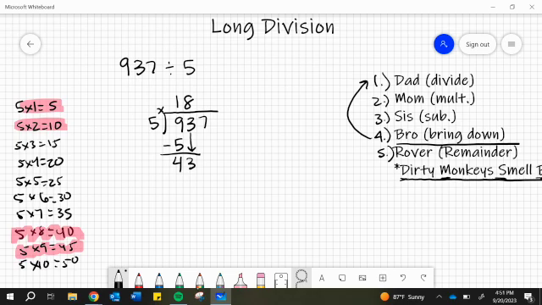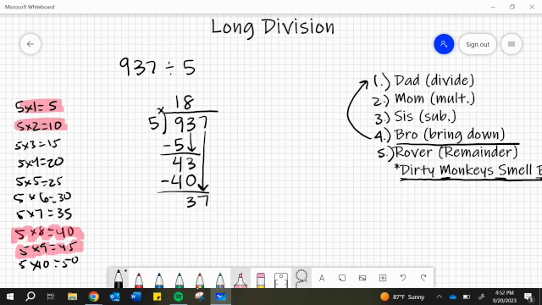And then I multiply. 5 times 8 gives me 40. So I'm going to write 40 here. Right? I multiplied, and now I'm going to subtract. I get 43 minus 40, and I get 3. And now I bring down the 7. Okay? Now I have 37 divided by 5. I always say my dividend first. So my new dividend is 37.